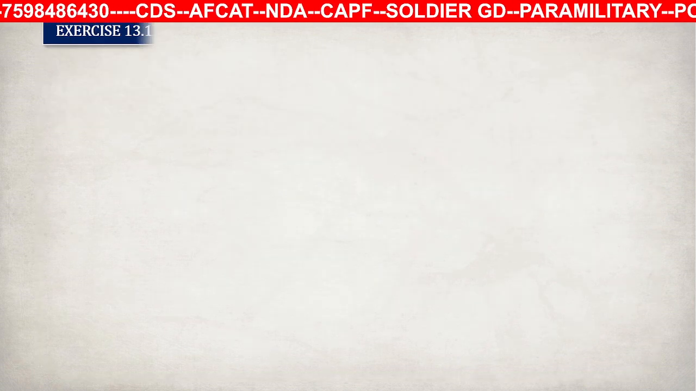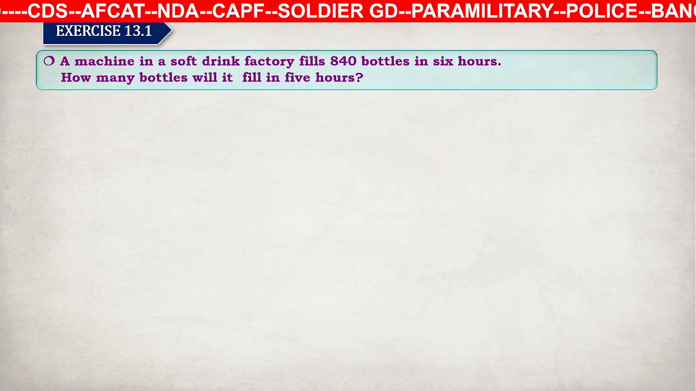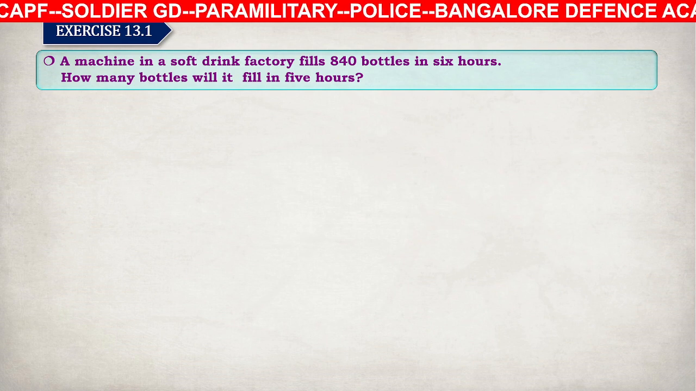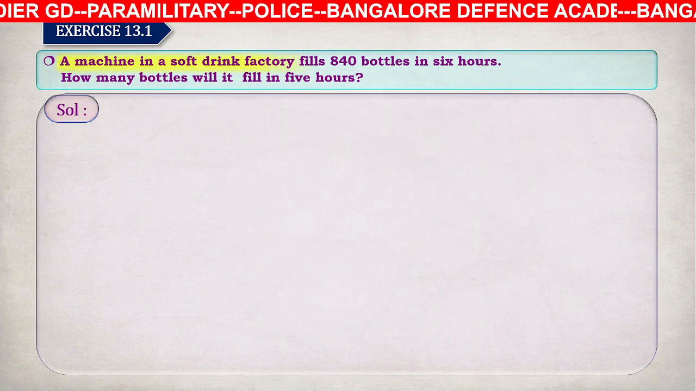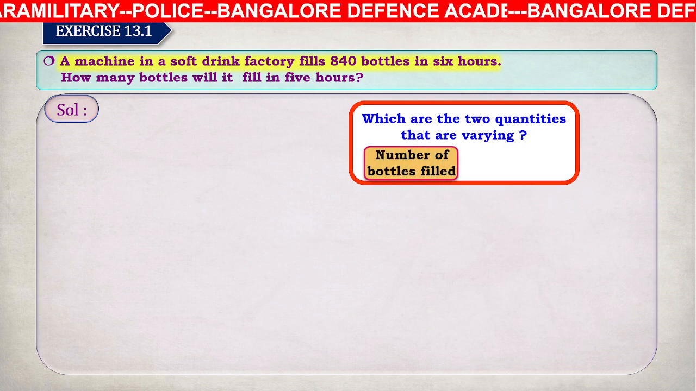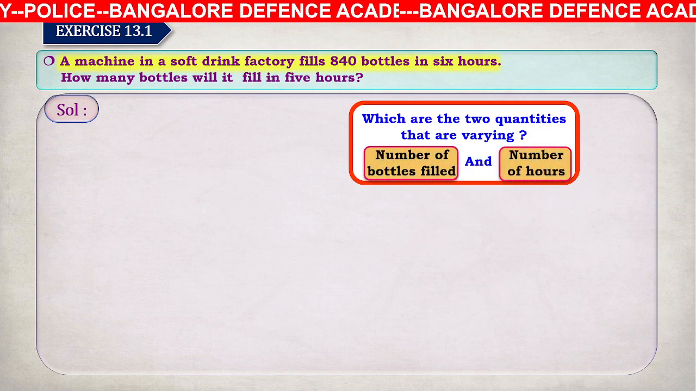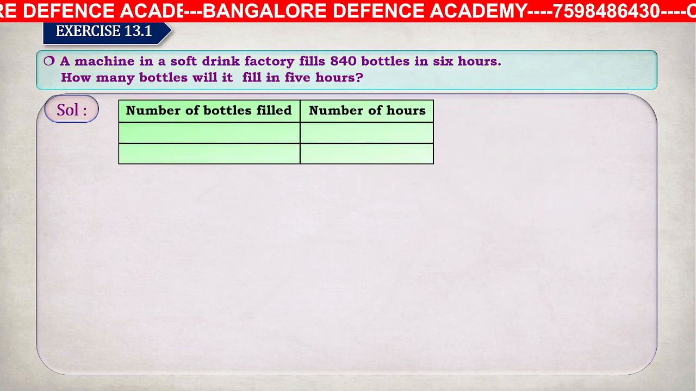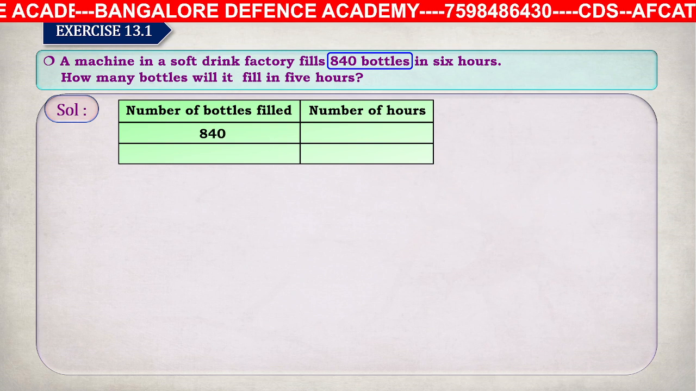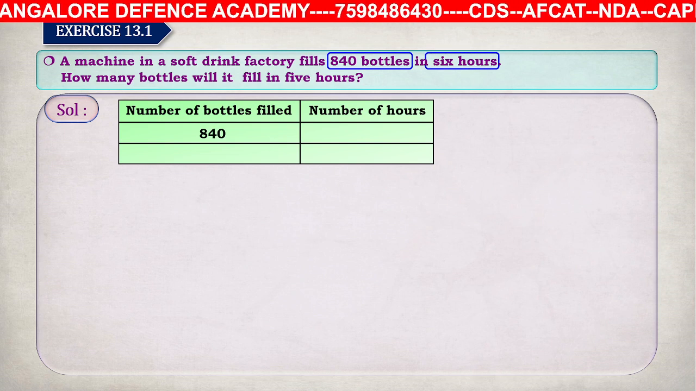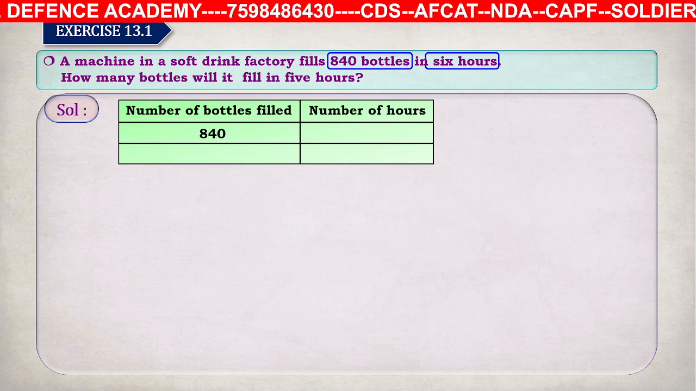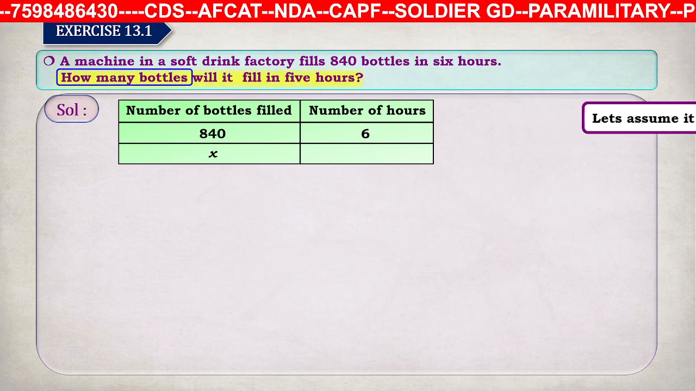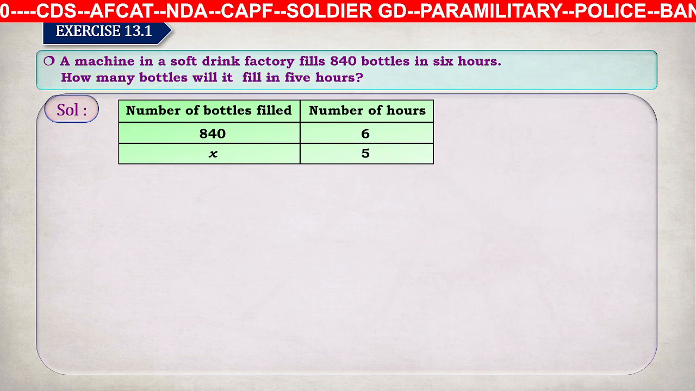I hope you understood. Next, a machine in a soft drink factory fills 840 bottles in 6 hours. How many bottles will it fill in 5 hours? So here there are two quantities. So the number of hours and the number of bottles. So number of bottles are going to be compared to the number of hours. So now I'm going to draw a tabular column. Number of bottles. So here 840 bottles are filled in how many hours? It is filled in 6 hours. Next, I have to find in 5 hours how many bottles will be filled. So 5 hours x bottles, I have to find how many bottles.